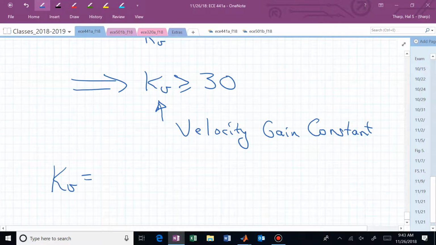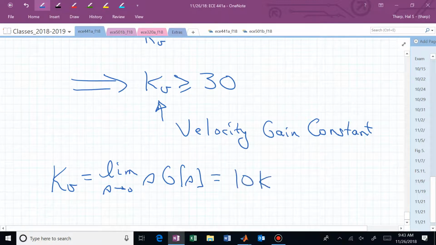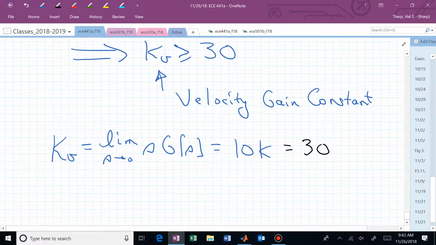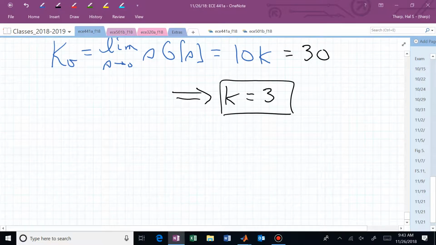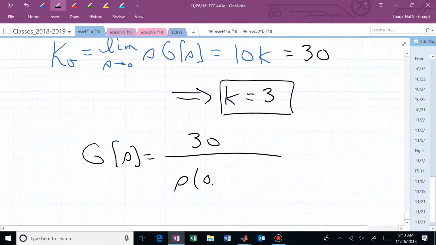What's the velocity gain constant? Well, that's the limit as s goes to 0 of s G of s. And for that particular plant, it's 10K. If we say, let's just barely meet our gain constant requirement, we set that equal to 30. Now we can see that K is equal to 3. So the numerator of our plant is 30, and the denominator, if we write it another way, is (s over 10 plus 1) times (s over 20 plus 1).